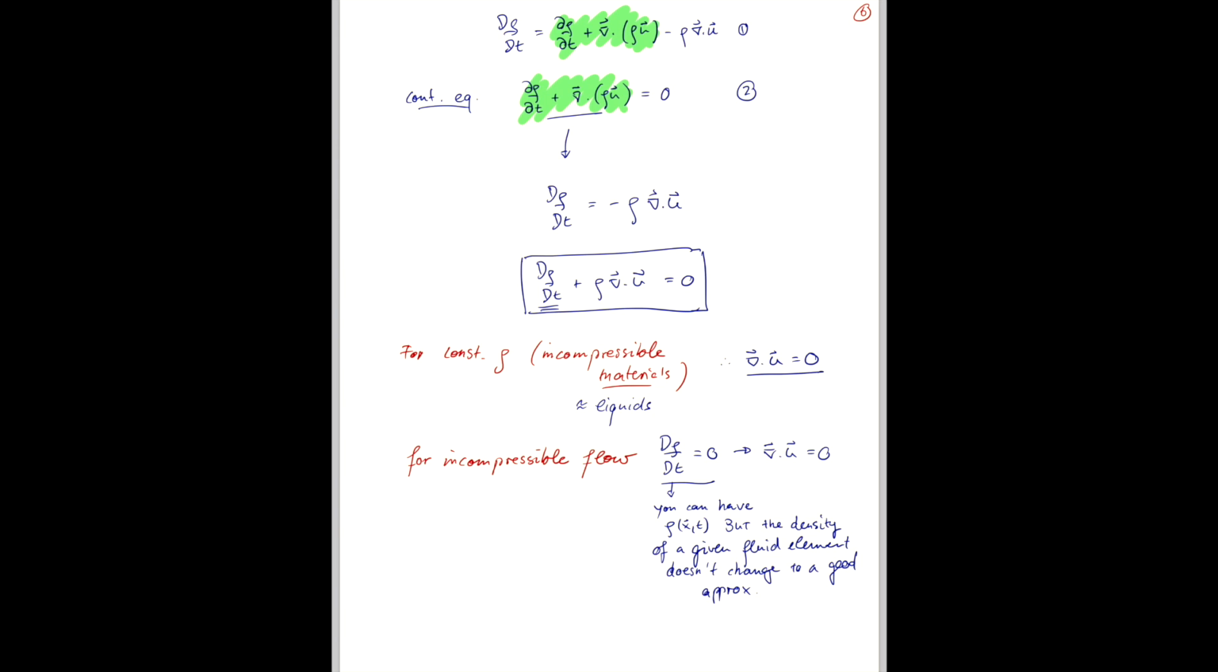So this is, for example, a pretty good approximation for gases that have velocity less than 100 meters per second. So air in our classic room setting is approximately incompressible, is governed by incompressible flow.